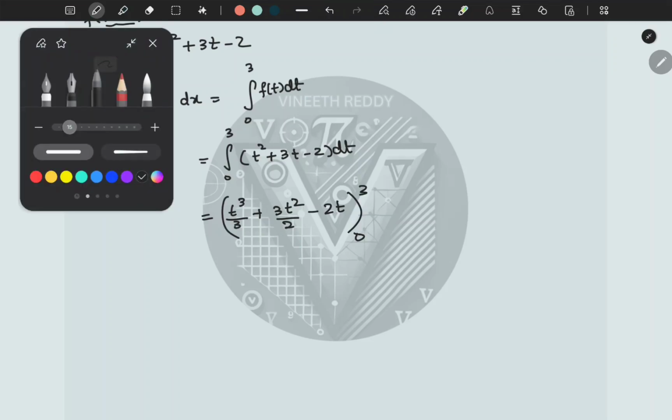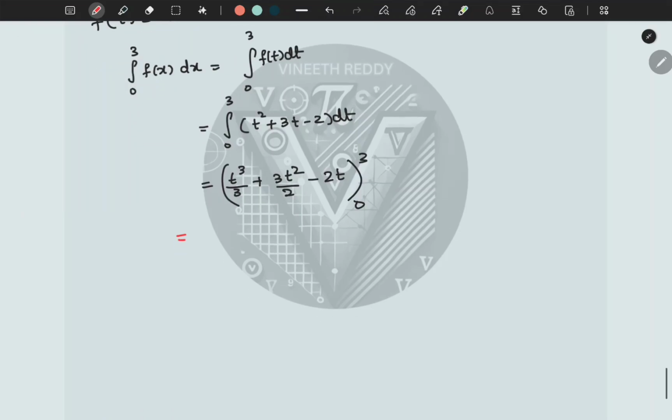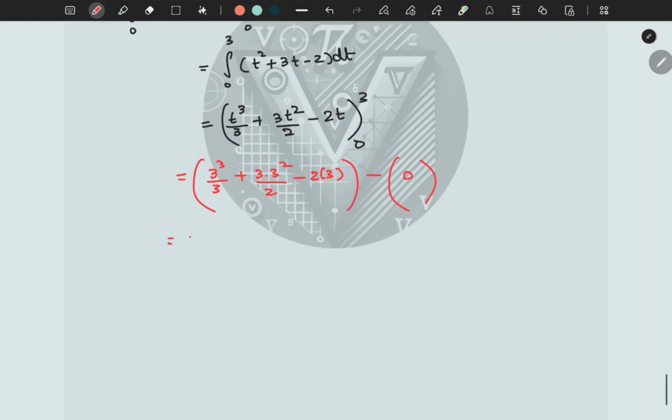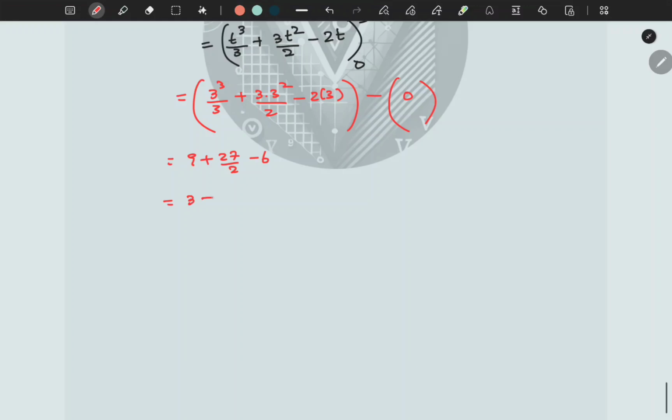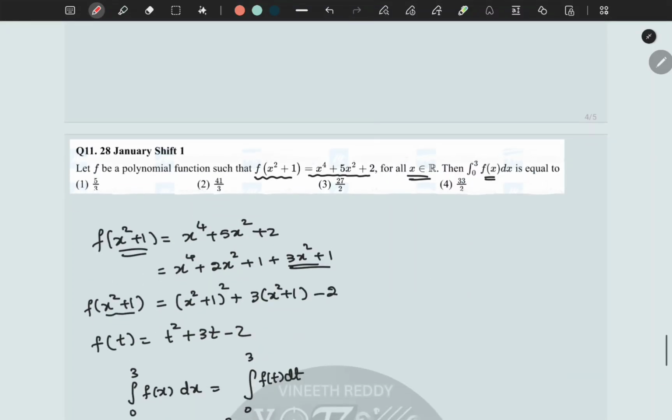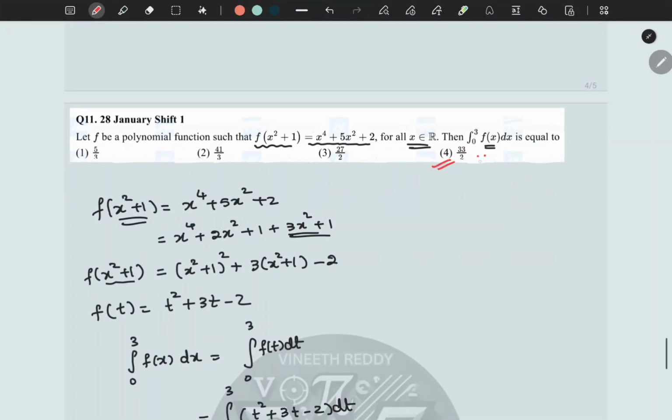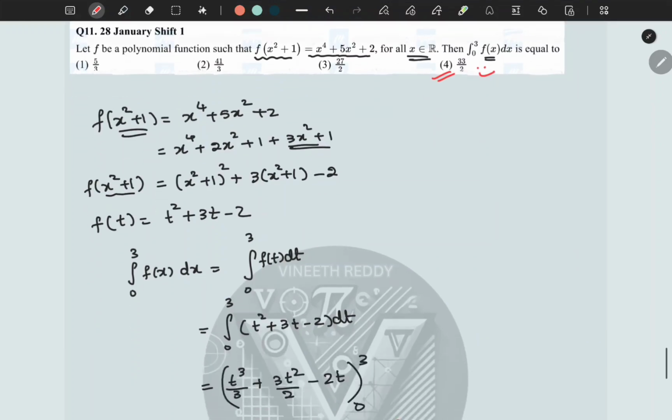Let us replace t with 3 for the upper limit. We get 3 cube divided by 3 plus 3 into 3 square divided by 2 minus 2 into 3. So this is the upper limit, and the lower limit will be anyway 0, right? So 27 by 3 is 9, and we get 3 into 9 is 27 divided by 2, minus 3 into 2 is 6. 9 minus 6 is 3. So 3 into 2 is 6. 6 plus 27 should be 33 divided by 2, which should be the correct answer. Let us see. And that is option 4, right? So this is the answer.